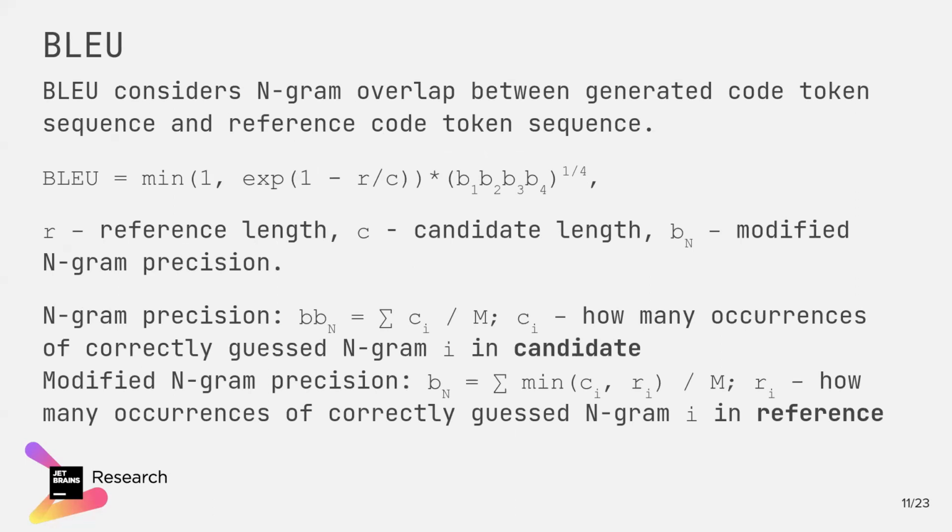BLEU, a shorthand for bilingual evaluation understudy, is based on the modified N-gram precision measure, with a length penalization for the candidate sentences that are shorter than the reference ones. BLEU scores are given by this equation.